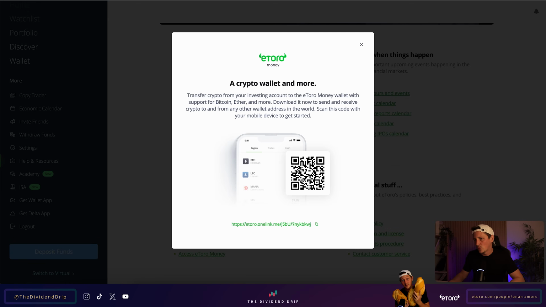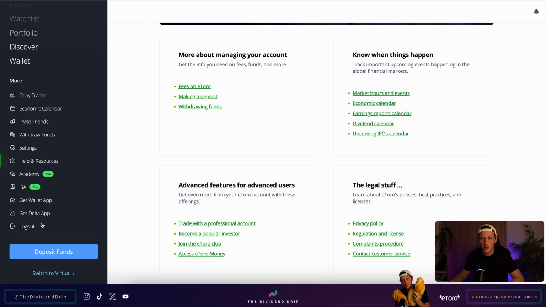You've then got the wallet app as well. I have the wallet to help me put money into eToro, something to look into because there are fees. And from what I understand, the wallet helps you reduce those fees as well. So do look into that in more detail.